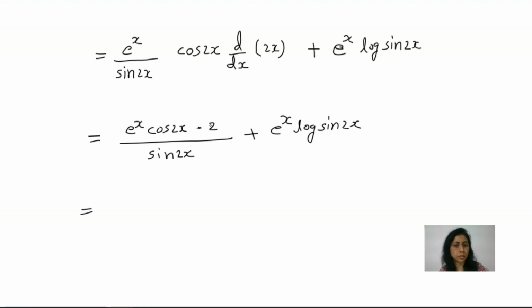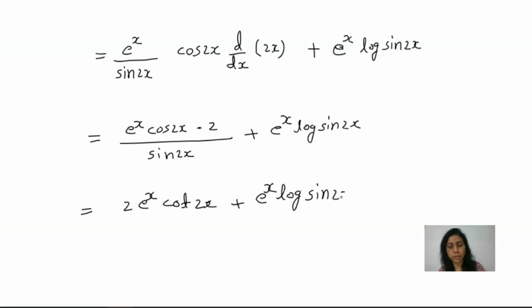and here we write 2 first, then e to the power x, and cos 2x upon sine 2x we get cot 2x. According to trigonometric identities, we can write this as 2 e to the power x cot 2x plus e to the power x log sine 2x, and this is our final answer.